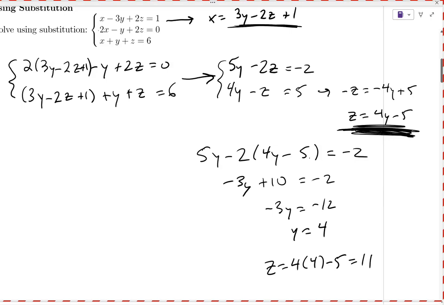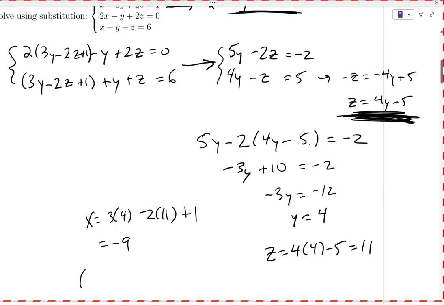Finally, now that we have y and z, can we figure out what x is? Yeah, we can go all the way back up to that original equation that we solved for x. Our x will be 3 times 4 minus 2 times 11 plus 1. 12 minus 22 is -10 plus 1 is a -9.